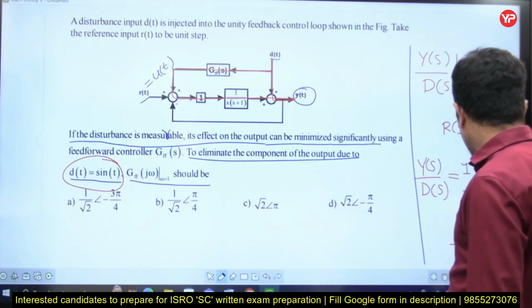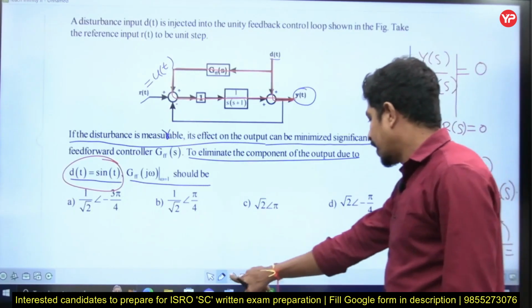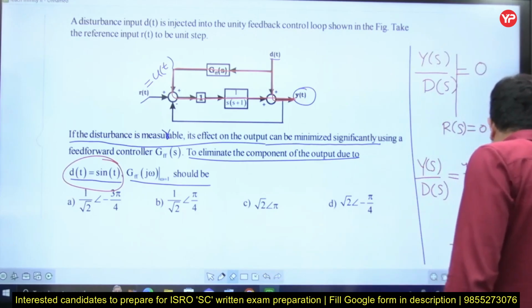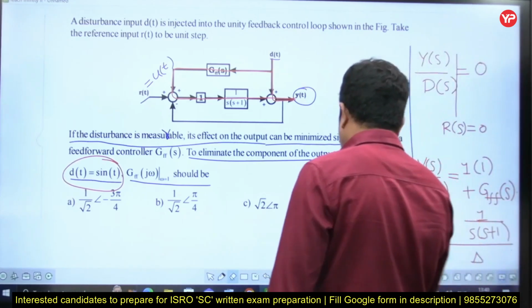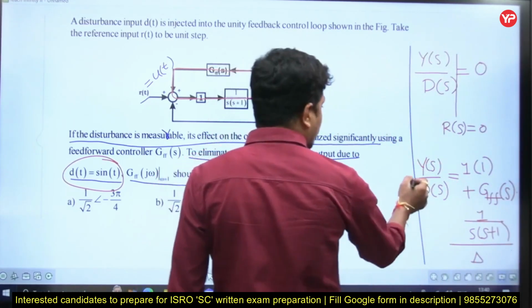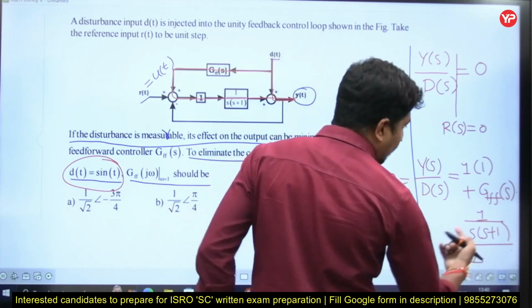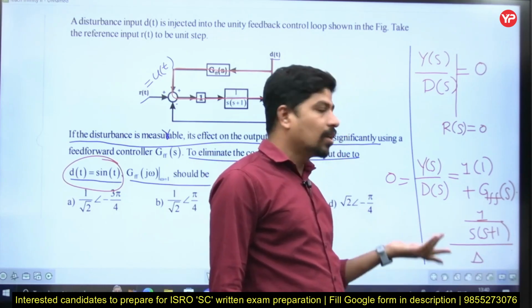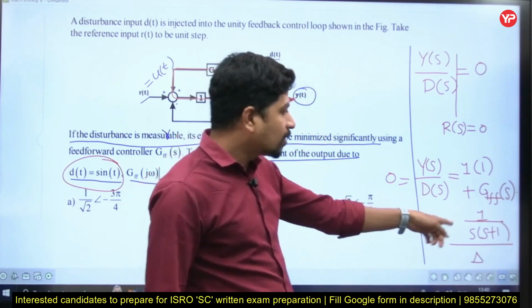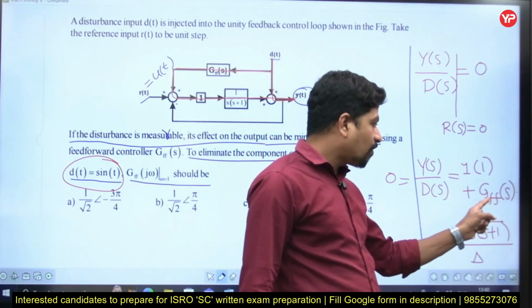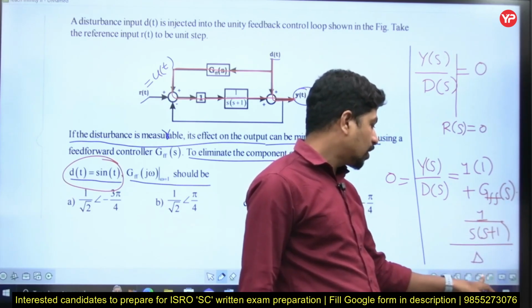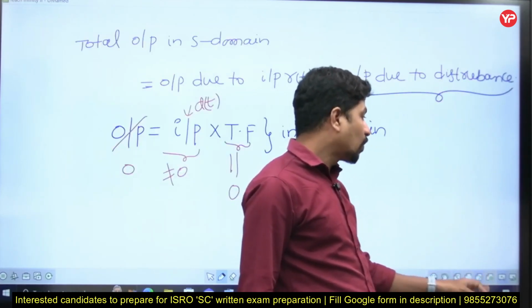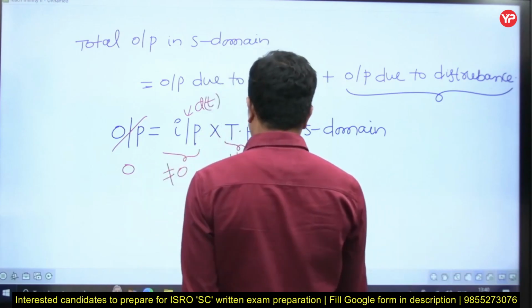Come on, I do one thing. I erase this equal to here, because some people will feel that it is equal to 0. I write this side. This must be equal to 0. This denominator delta I am not writing. Why? Because even if you write it, this delta will go to that side, and it will still be equal to 0. So 1 plus GFF of S by S plus 1 is equal to 0. I am writing it here.